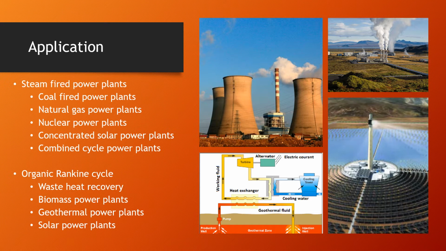There are other types of Rankine cycles. They're called organic Rankine cycles because in this type of Rankine cycle, the working fluid that is used is, instead of water, some kind of organic compound. So these kinds of Rankine cycles are usually used for waste heat recovery, biomass power plants, geothermal power plants, solar power plants. So basically where you have a very low amount of heat input needed to evaporate your working fluid, those kinds of power plants use organic working fluids and work on the organic Rankine cycle.